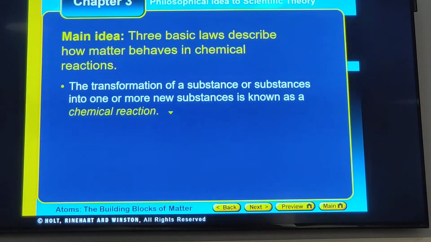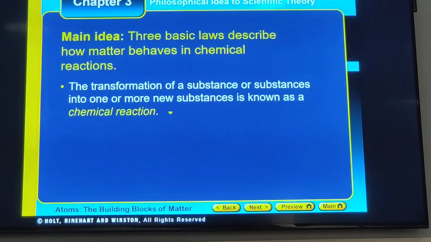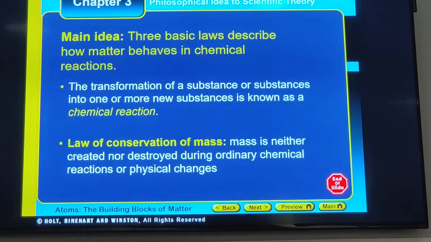Okay, so we're talking about these three laws that were mentioned in our objectives, and we're going to see how that applies to chemical reactions, where we make one or more chemicals react with one another, and there are going to be transformations that happen in those.